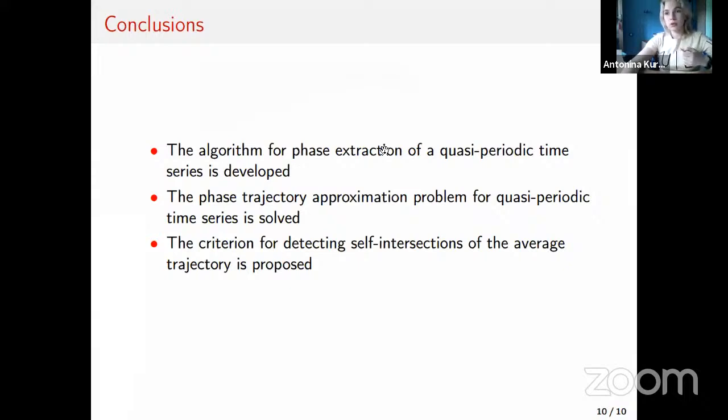In conclusion, I would like to say that in the related work, we firstly developed an algorithm for phase extraction of a quasi-periodic time series. Secondly, the phase trajectory approximation problem for a quasi-periodic time series was solved. And lastly, we proposed a criterion for detecting self-intersections of the average trajectory. That's all I would like to say. Thank you a lot for your attention. And now I'll be happy to answer your questions.